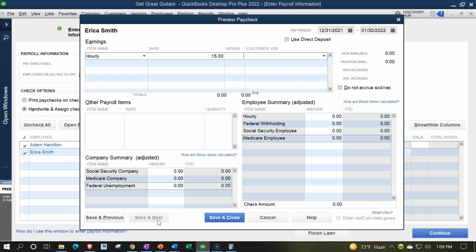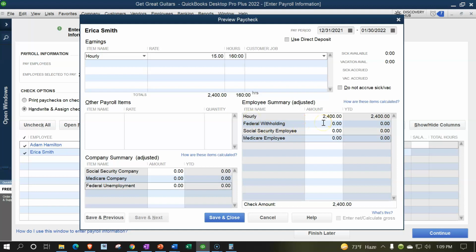Save it and next. And now we've got the hourly rate. So we're going to say 40 hours here. Wait, I've got a whole month here, not 40. Let's just say it's 160. So I'm going to say 160 hours. And so then our hourly amount is going to be the 2,400.